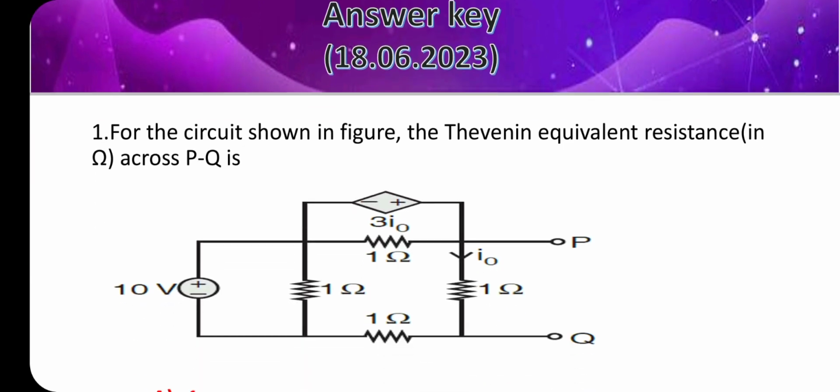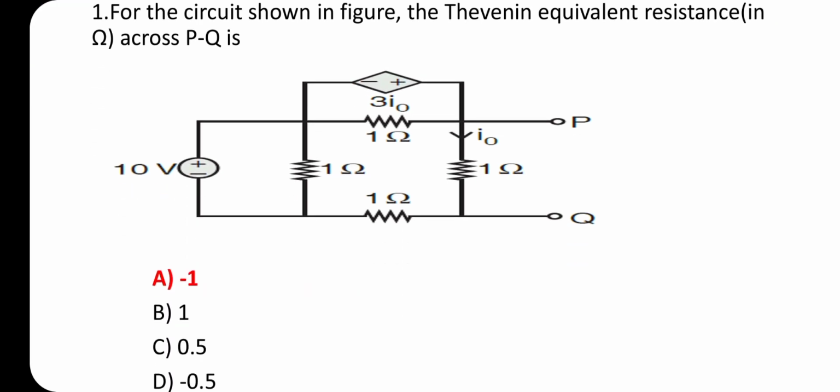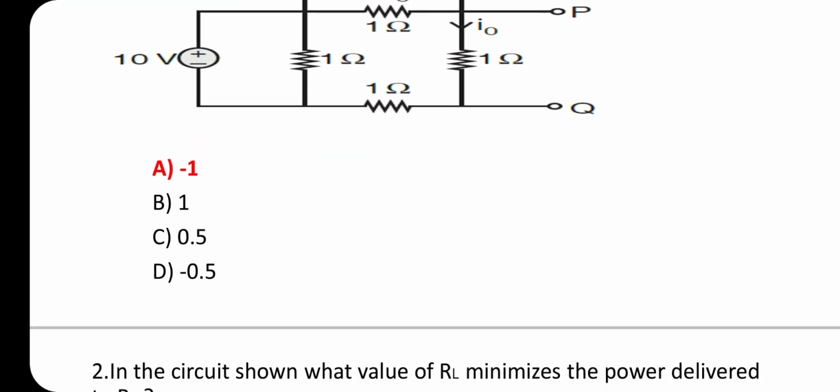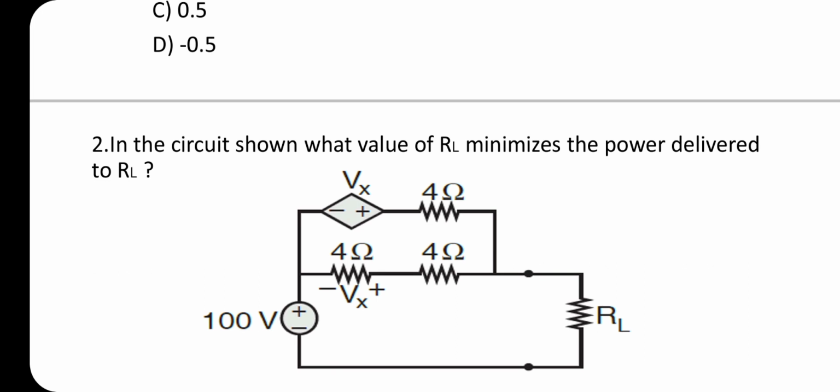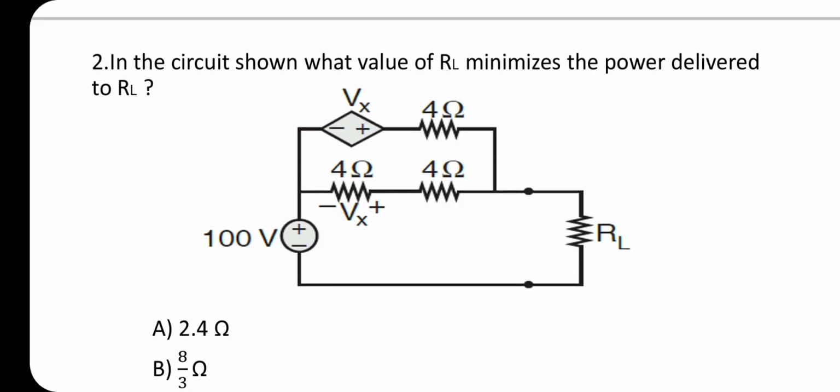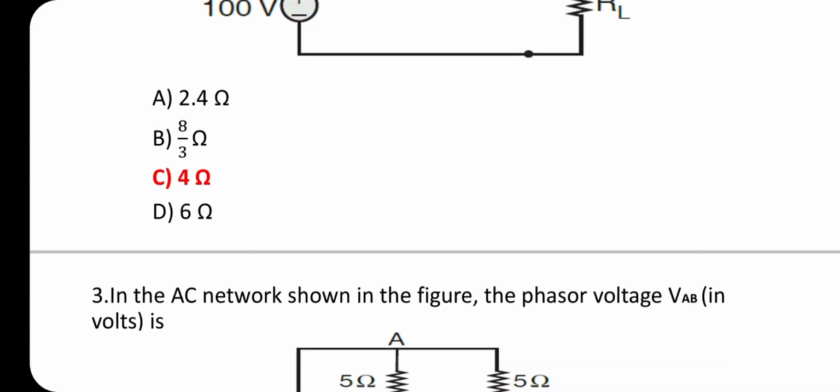First question, for the circuit shown in figure, the Thevenin equivalent resistance in ohm across PQ is answer A, -1. In the circuit shown, what value of RL minimizes the power delivered to RL? The answer is 4 ohm.